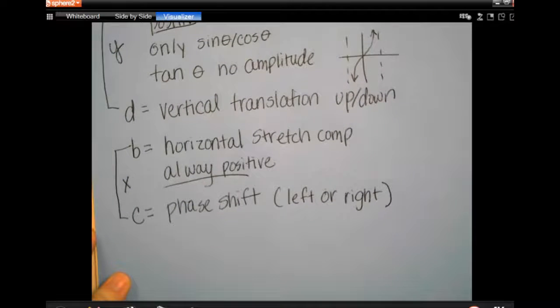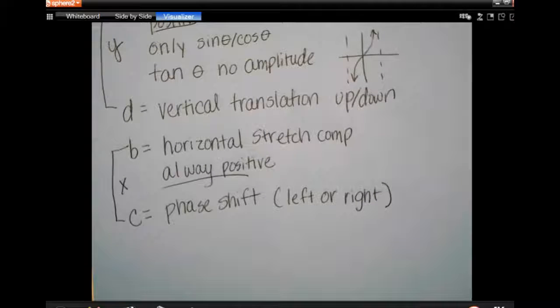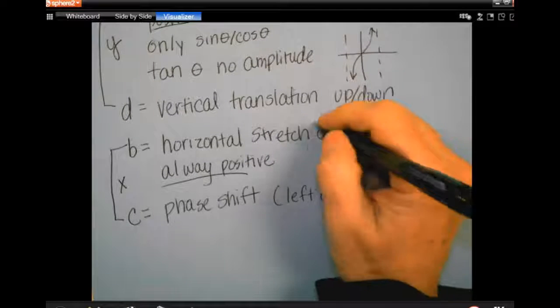B is the horizontal, because you'll make more money than me. That's what I'm laughing at.